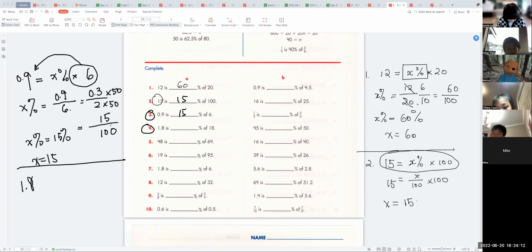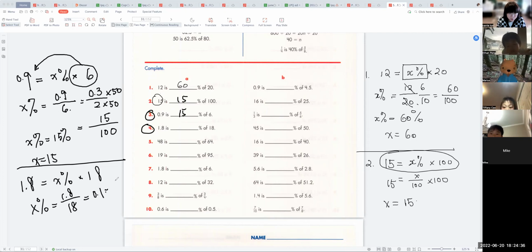1.8 equals X percent times 18. Okay, very good. So now X percent equals what? Equals 1.8 divided by 18. Very good, Maris. So this one equals what? 1.8 divided by 18 equals 0.1, right? Equals 1 over 10, right? 10 over 100, right? So X percent equals 10%.